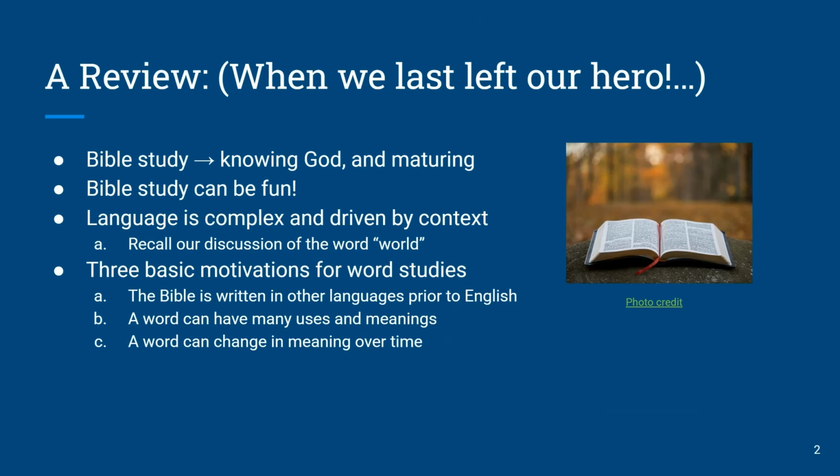Language, actually, is complex. We looked at that quite extensively last time, and it's motivated by context. This is our word we recall. Our discussion of the word world helped inform how we use context in order to determine word meaning. We had 3 basic motivations for word studies that we covered. Number 1, the Bible is written in other languages prior to English. Number 2, a word can have many uses and meanings at one time. And number 3, a word can change in meaning over time. If you have more questions about that, please see our week 1 video.